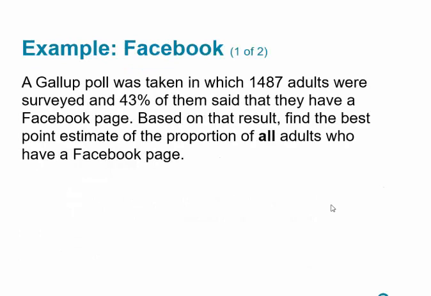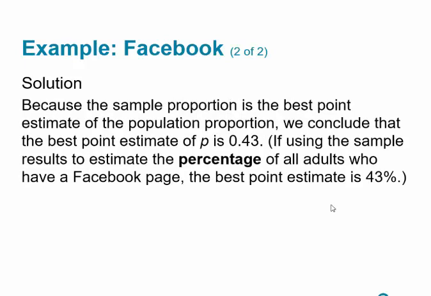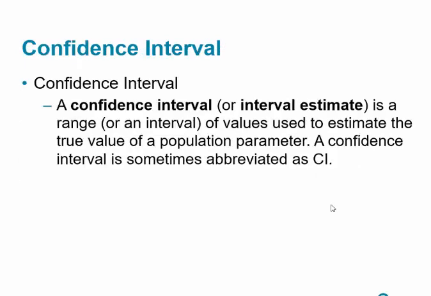Now here's an example. A Gallup poll was taken in which 1,487 adults were surveyed, and 43% of them said that they have a Facebook page. Based on that result, find the best point estimate of the proportion for all adults who have a Facebook page. Because the sample proportion is the best point estimate of the population proportion, we conclude that the best point estimate of p is in fact 0.43. Now, if you're using the sample results to estimate the percentage, then the best point estimate would be 43%.